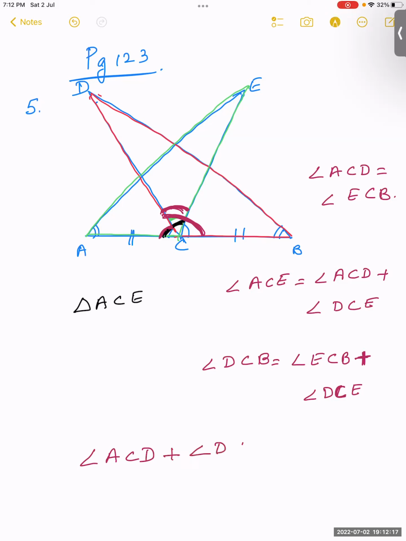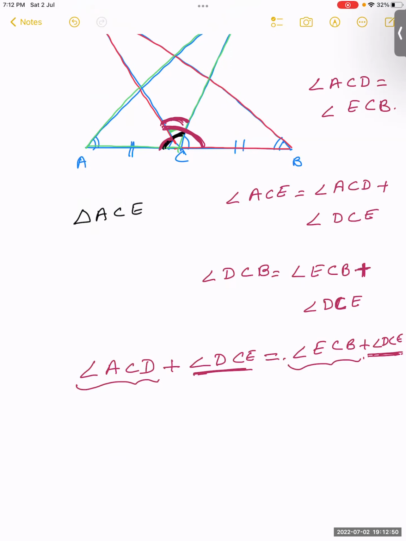Okay, plus angle DCE. Can I equate it with angle ECB plus angle DCE? Yes, ma'am. Because angle DCE is there on both sides. That is the same only. In the question they have given that these two are equal: angle ACD and angle ECB are equal. That is clearly given in the question. Right? Vedat, Shreya and Jia, you are with me? Yes, ma'am.